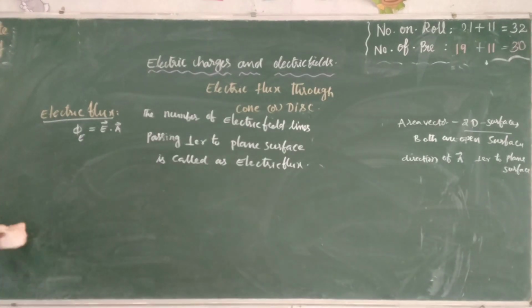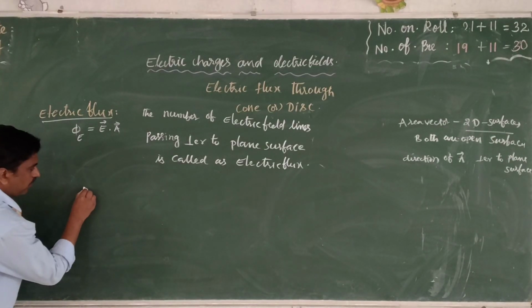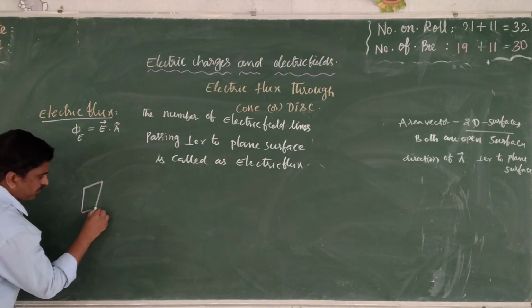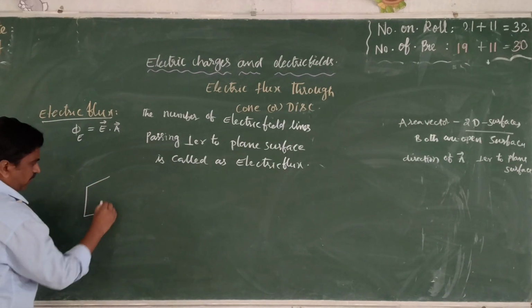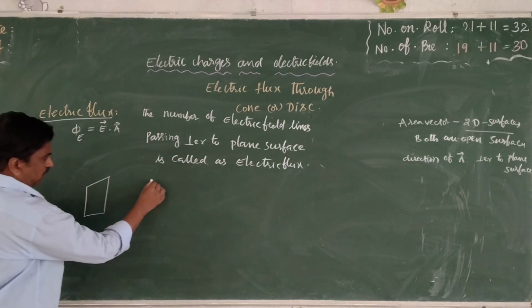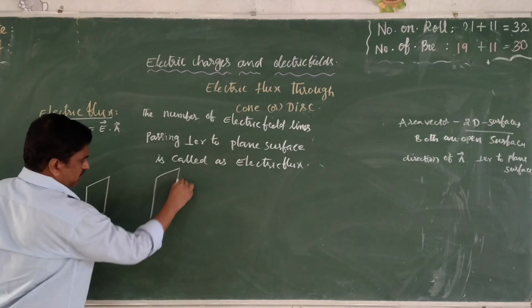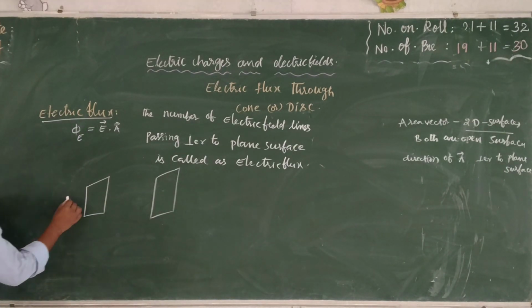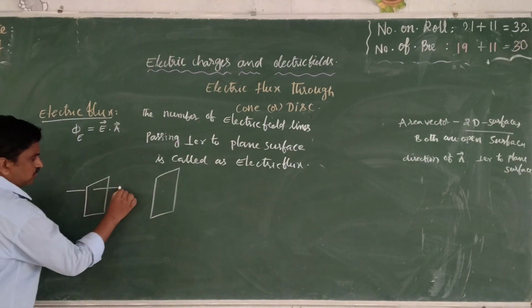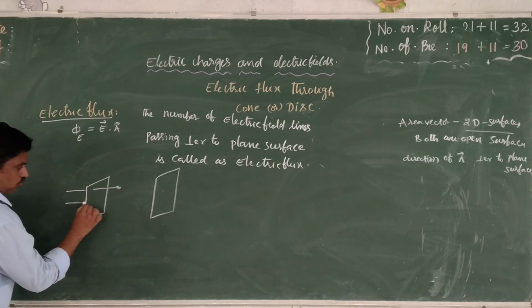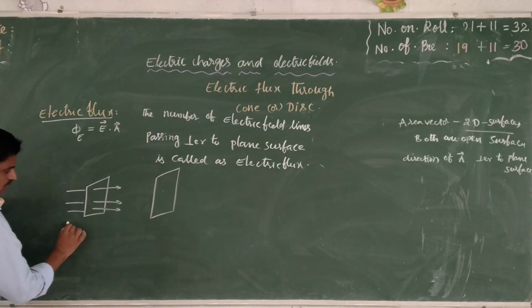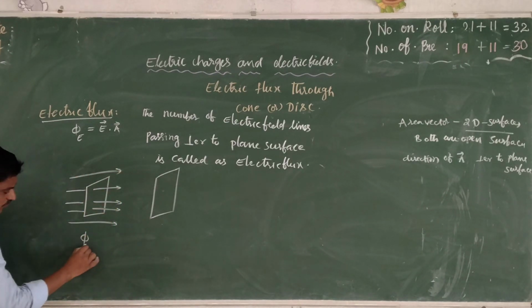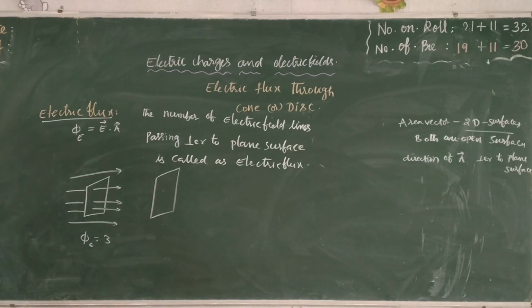See, number of electric field lines. For example, we can take an area. Here, this is the area. Some area we can take, and here one more area we can take, the same area. See the number of electric field lines passing through this one, passing perpendicular to the plane surface. Here, 3 lines pass, which means flux we can write as 3 only. What is the flux that passes through this area now? 1, 2, 3. 3 lines only pass.